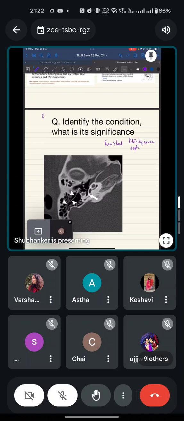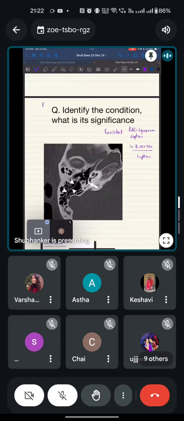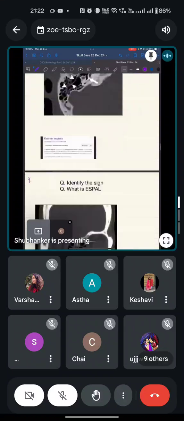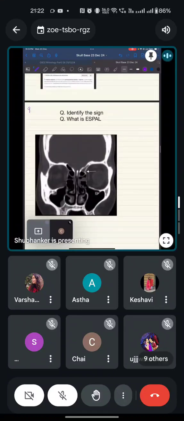Petrosquamous septum, also called Korner's septum. Please see the spelling. Okay? Please see the spelling. This is Korner, not CORNOR. It's important.